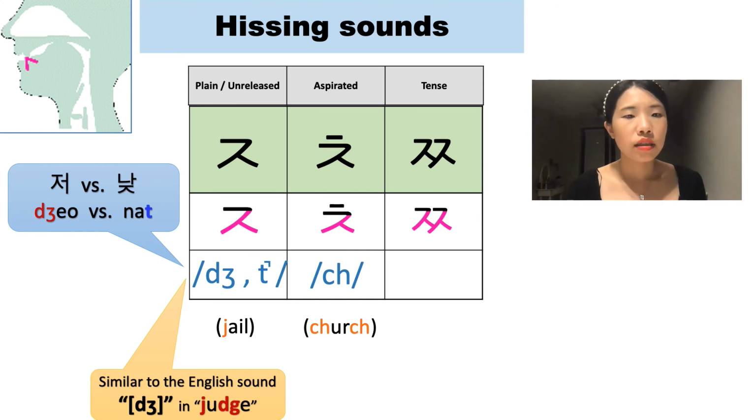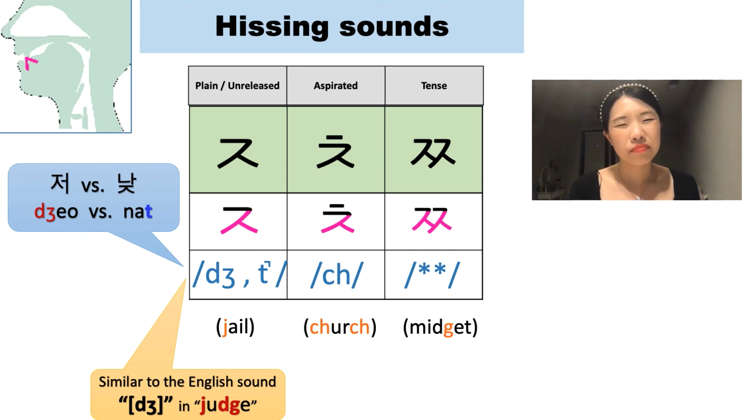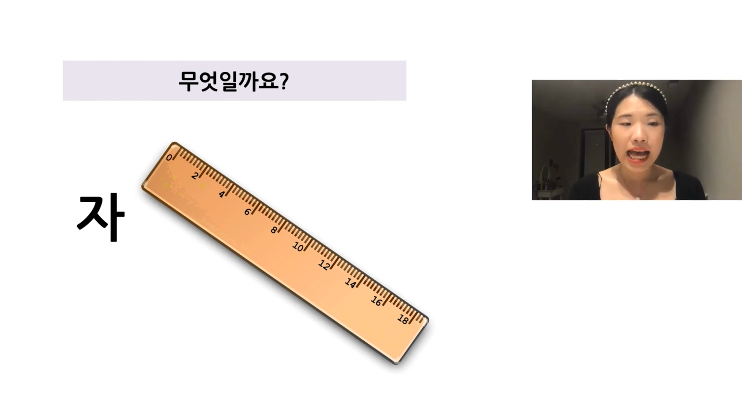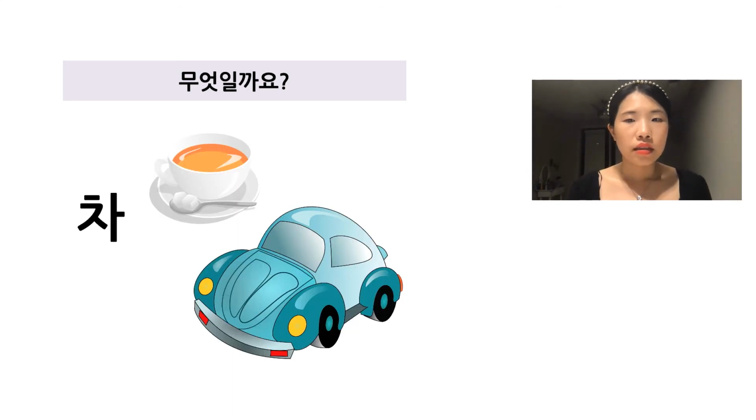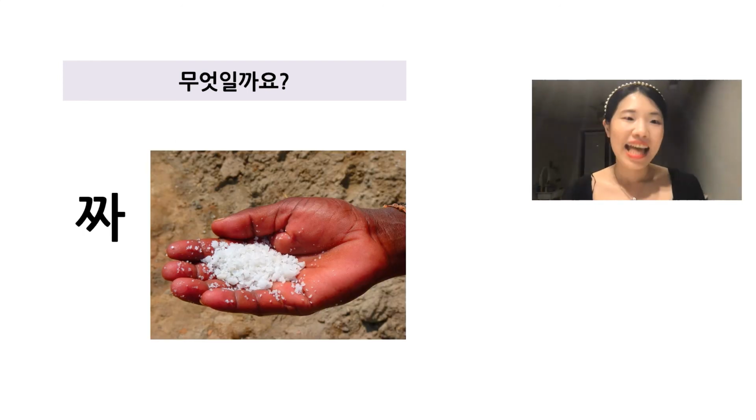And the tense sound 쌍지읒. Of course, it does not exist in English, so it might be a little bit difficult, but I'm sure that you will get better if you practice. Maybe it's similar to some sounds you can find in this kind of word, but I'm not 100% sure. So let's practice together with me, and then I'm gonna give you the actual words from Korean language. 자, which means ruler if it's used as noun. And 차. 차 means tea or the car. 짜 means salty. So this is a tense version.